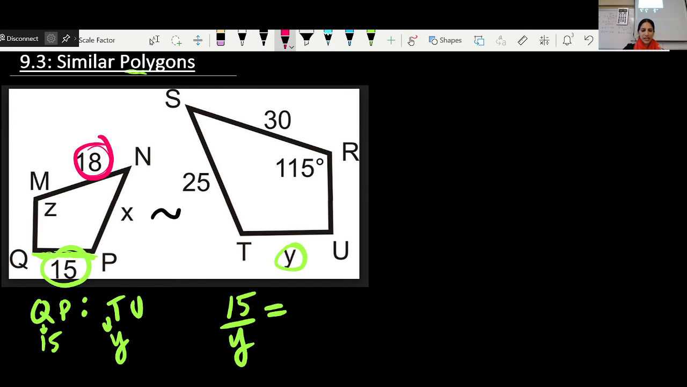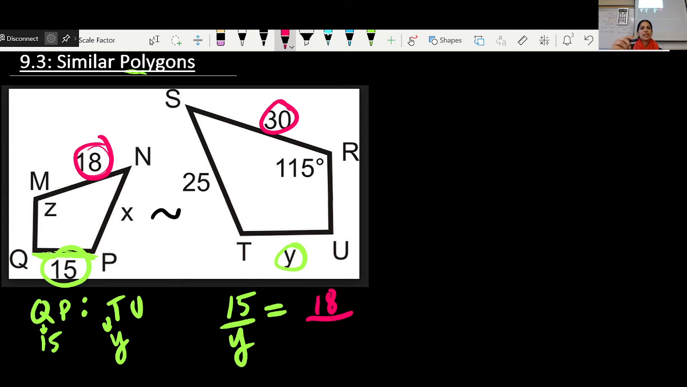Which of the measurements goes along with that? So that's going to be 18 here. From this, the polygon that we have on the right here, which of the sides matches up with that or belongs? The 30. Everybody good with that? So this line segment SR is the same as the line segment MN.